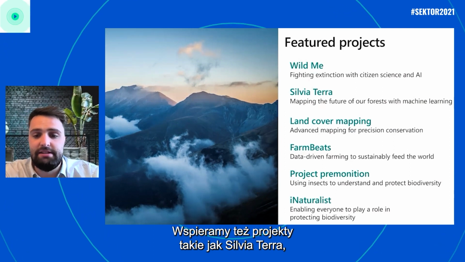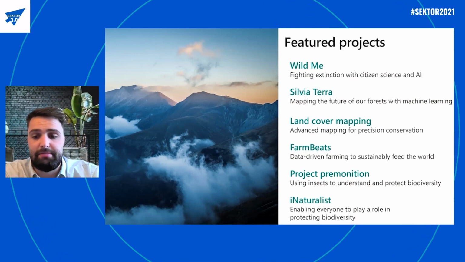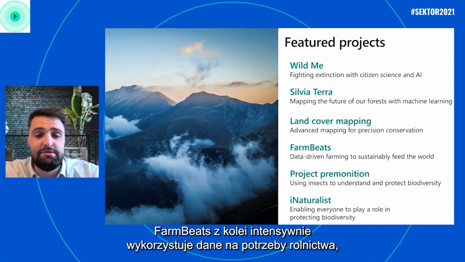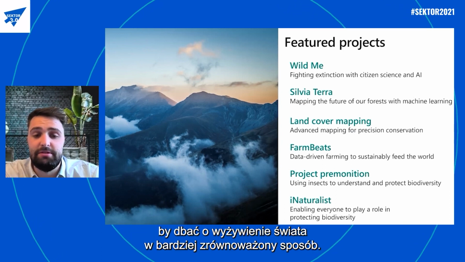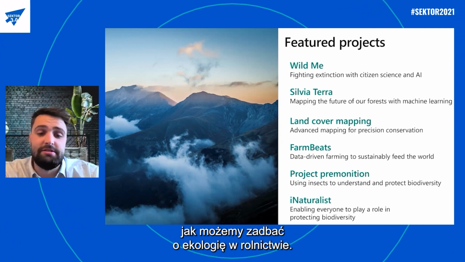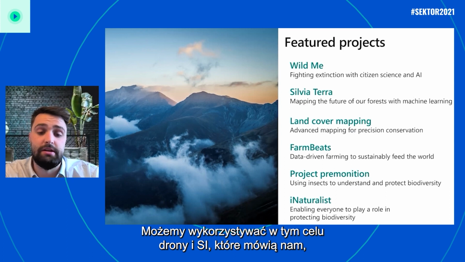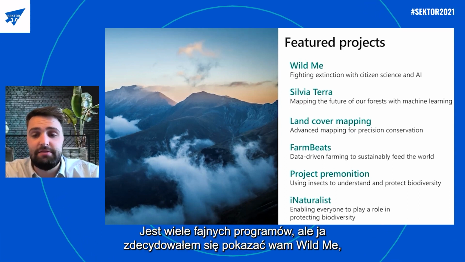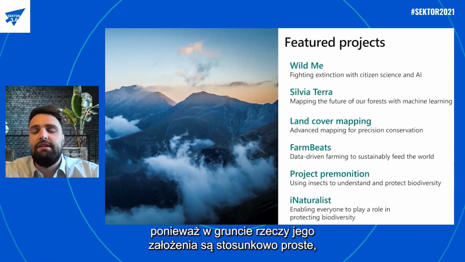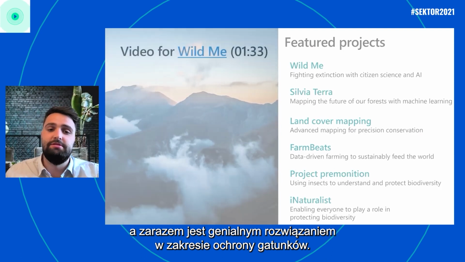But then we also have, like, Sylvia Terra, which can map the future of forests with machine learning. Land cover mapping is a project focused on precision conservation. Farm Beats is heavily used as well: data-driven farming to sustainably feed the world. Really cool videos on that as well. And how do we make sure that agriculture stays and gets more sustainable? We can use drones and AI technology to know when to water and where to plant. And yes, there are lots of cool programs, but I've chosen to show you Wild Me because it's a rather simple but also very genius solution to protect species.